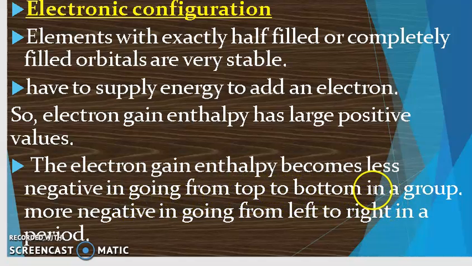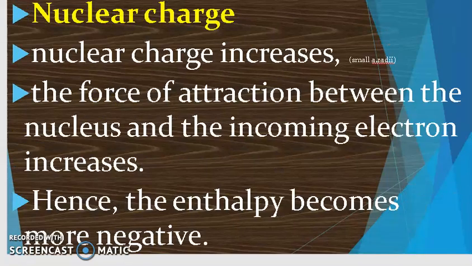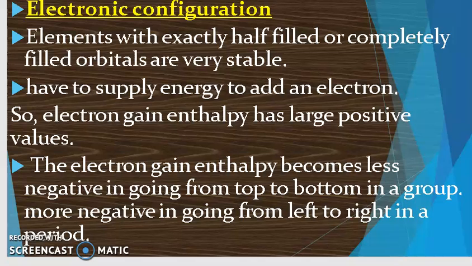That means down the group, from top to bottom, it becomes less negative, and more negative from left to right in the period, because it wants to go to the noble state. Okay, so it wants to gain the electron. From that only it has a more negative gain enthalpy. Okay, so these are the two properties. What are the two properties? Nuclear charge and the electronic configuration.